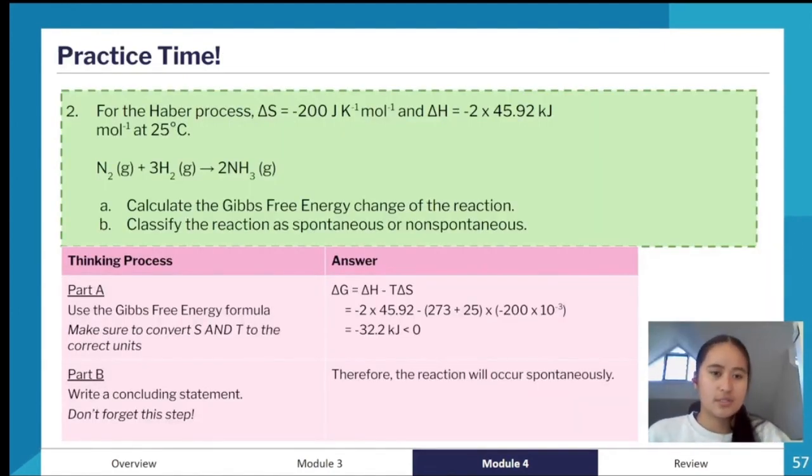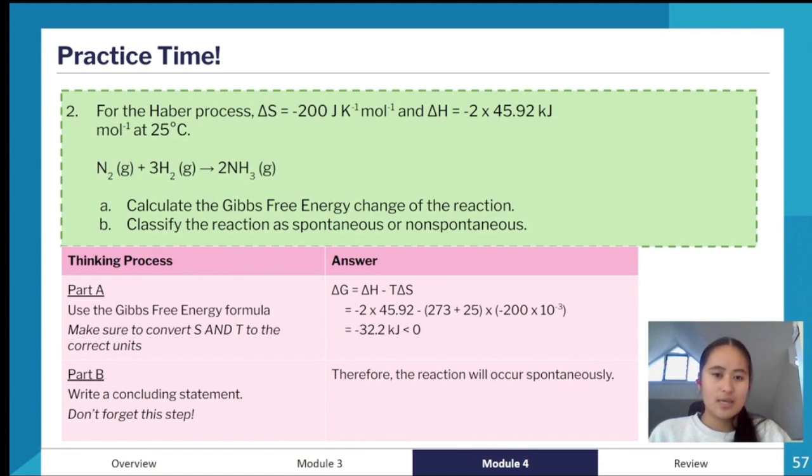So here's a practice question for Gibbs free energy and spontaneity. So the question is, for the Haber process, delta S equals minus 200, delta H is minus 2 times 45.92, at 25 degrees Celsius. And then calculate the Gibbs free energy, and classify the reaction as spontaneous or non-spontaneous. So for part A, what you need to do is just use the Gibbs free energy formula. How you do that is you basically just sub in the values, but don't forget that you need to add that 273 to the 25 degrees Celsius to put it into Kelvin, so it's the correct units.